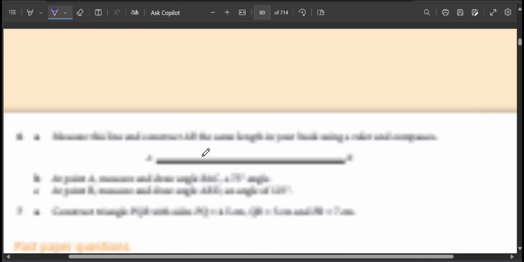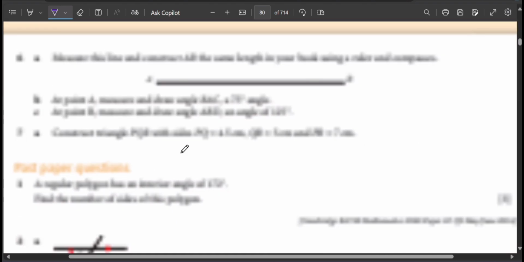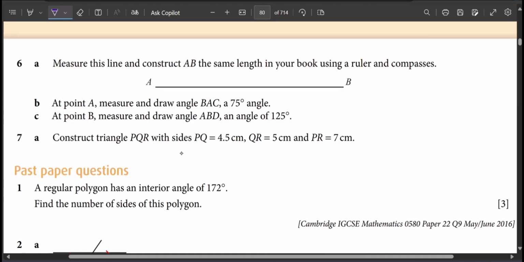Are there any more questions? I think, let it load. Okay, question number 6. Did we just do 5?